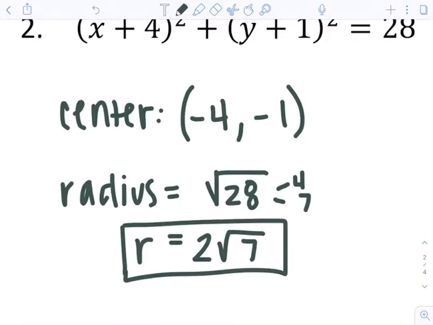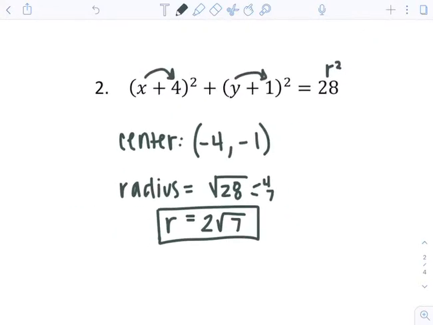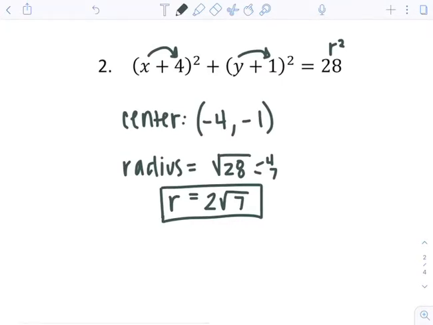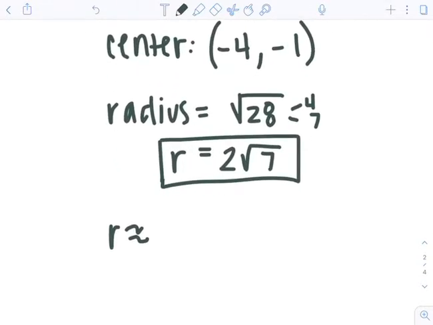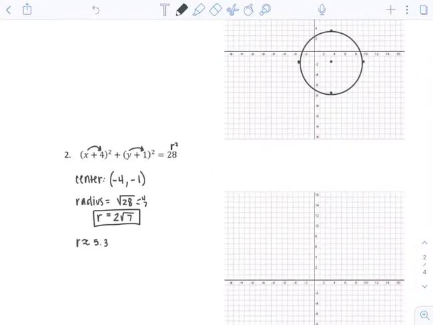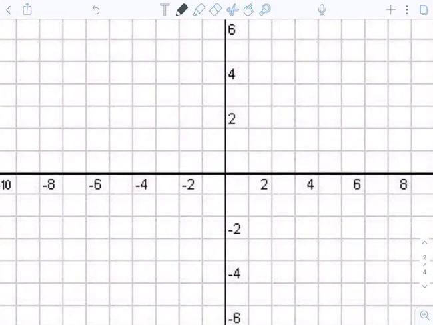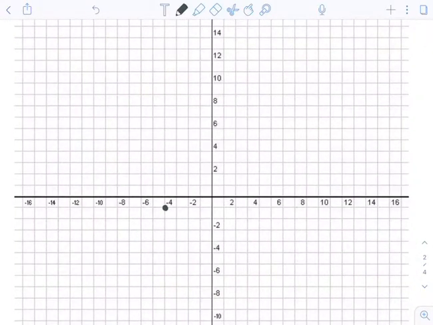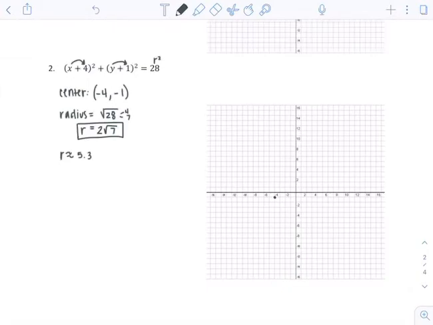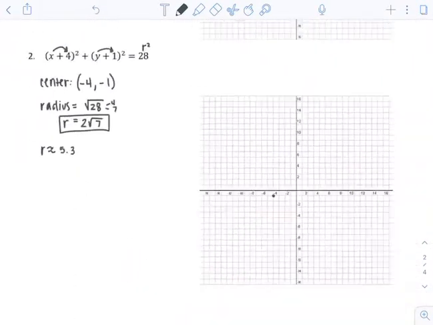And this is going to be a little more difficult to count from your center. So what I want you to do is when you're counting, just approximate what the square root of 28 is, and it's about 5.3, so a little past 5. So after I plot my center at -4, -1, when I'm counting my spots, I'm going to go a little past 5 spots from the center, okay?